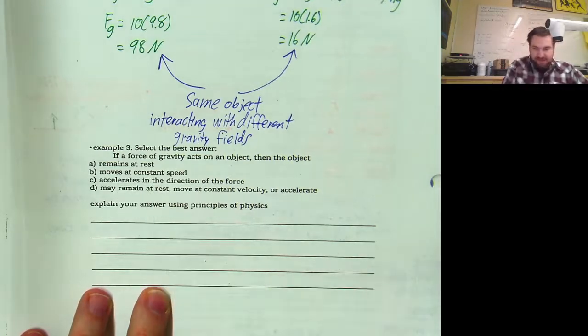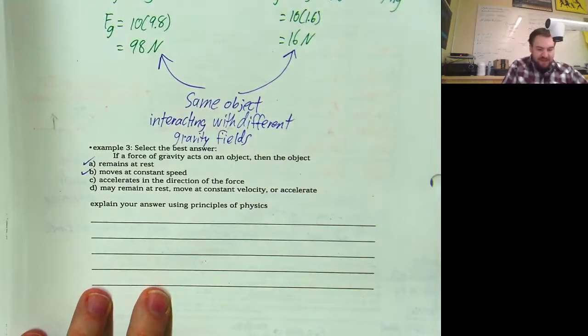Well, I've got objects sitting on my desk. They're not moving, but gravity's interacting with them, so that's true. Can an object with a force of gravity acting on it also move at constant speed? Yeah, you can walk perpendicular to the force of gravity. You can have a constant speed perpendicular to the force of gravity.